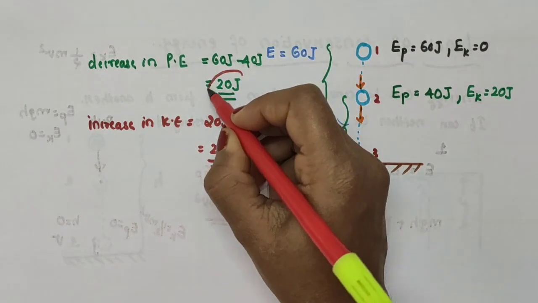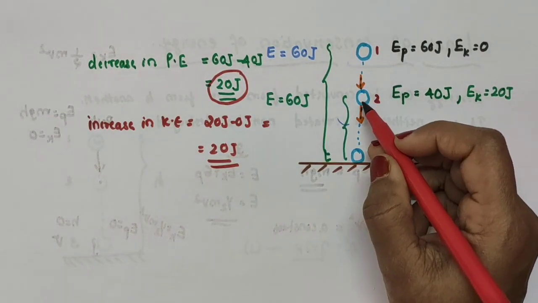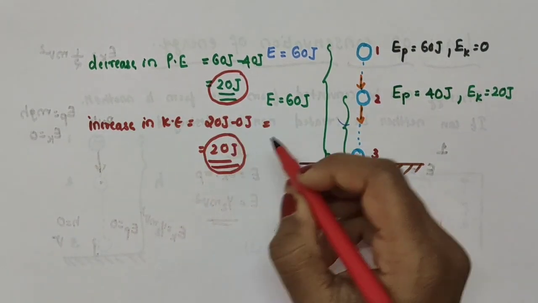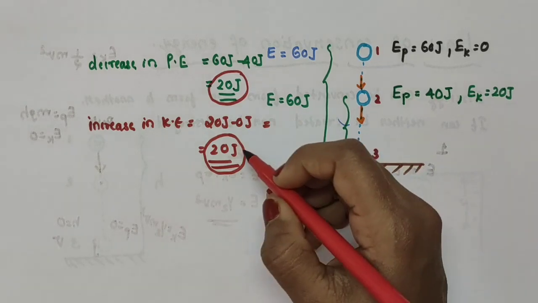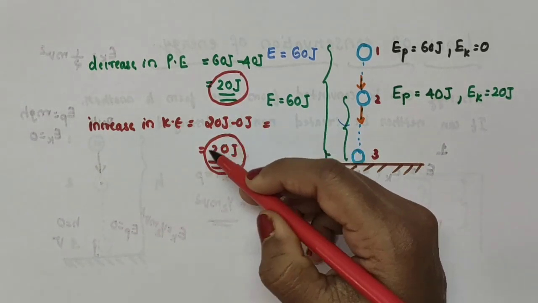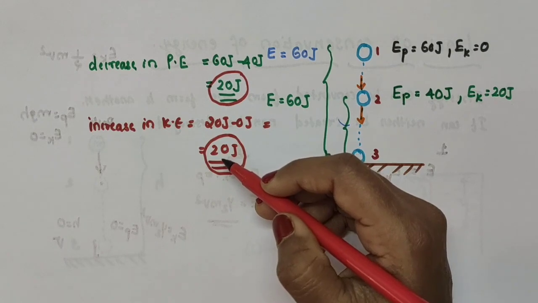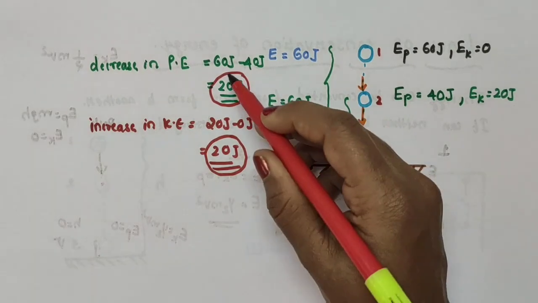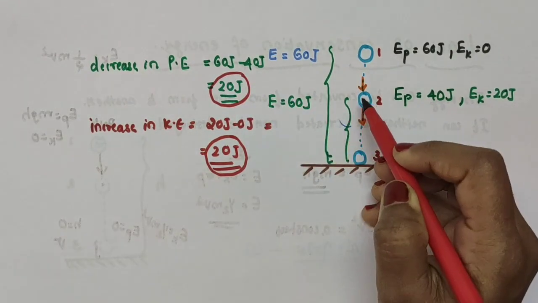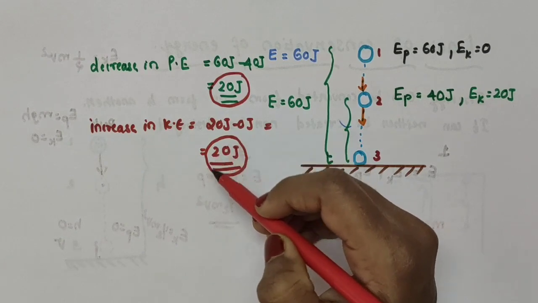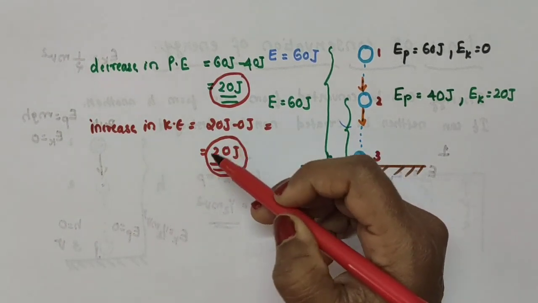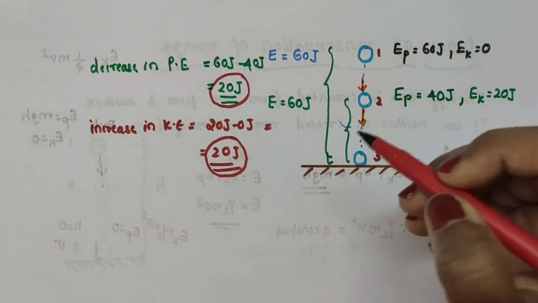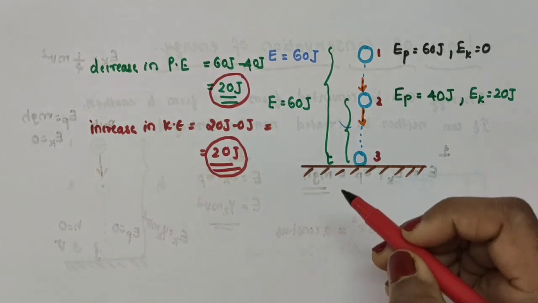So the decrease in potential energy when the object reaches this point is 20 joule and its increase in kinetic energy is 20 joule. That is, there is an equal amount of increase in its kinetic energy. That is, during the free fall of the object, the decrease in potential energy at any point in its path appears as an equal amount of increase in kinetic energy. The effect of air resistance on the motion is ignored here.